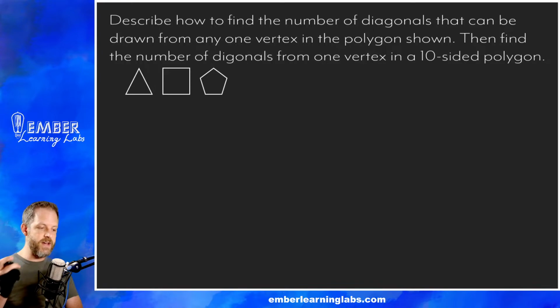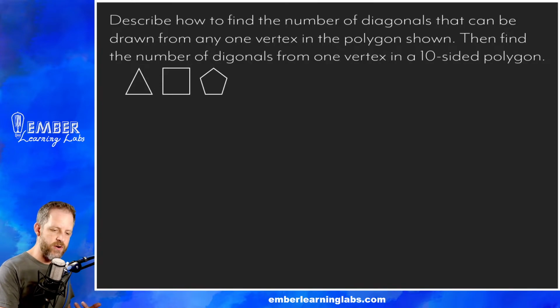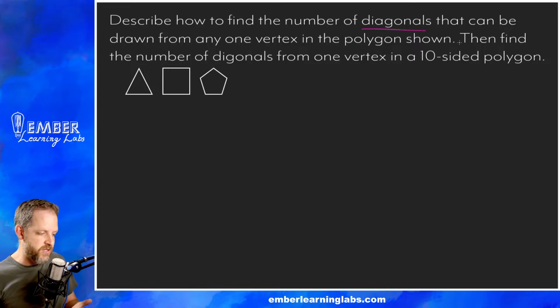Then find the number of diagonals from one vertex. So for this one, we need to figure out what some of these words mean. We may or may not know what some of these words mean, so let's talk about this. Diagonals is where we connect one vertex to another vertex.